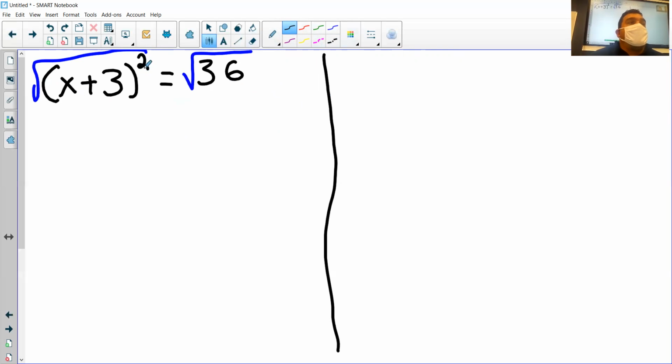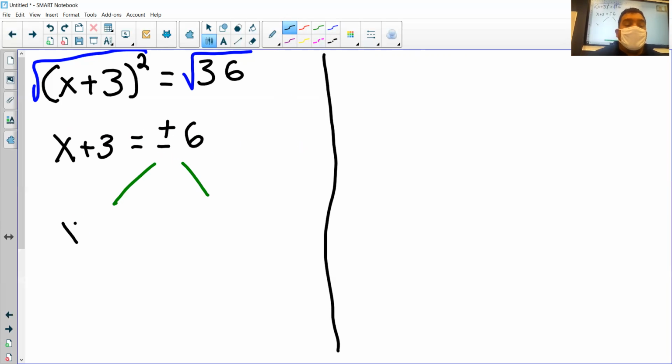I have x squared here. I don't like x squared here, so I'm gonna get rid of it. So x plus 3, the inside stays. So you got x plus 3 equals, please do not forget, plus or minus 6. So when it's plus or minus 6, you split it into 2 parts. So x plus 3 equals 6 and x plus 3 equals -6. So -3, -3, -3, -3. You can do one at a time also.